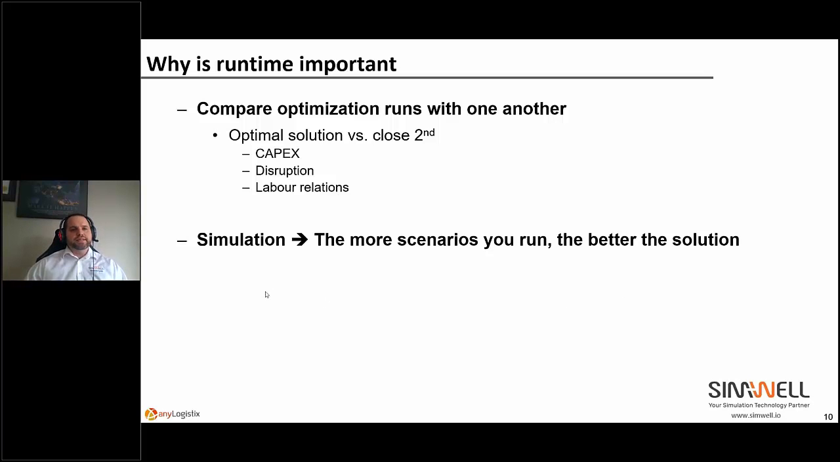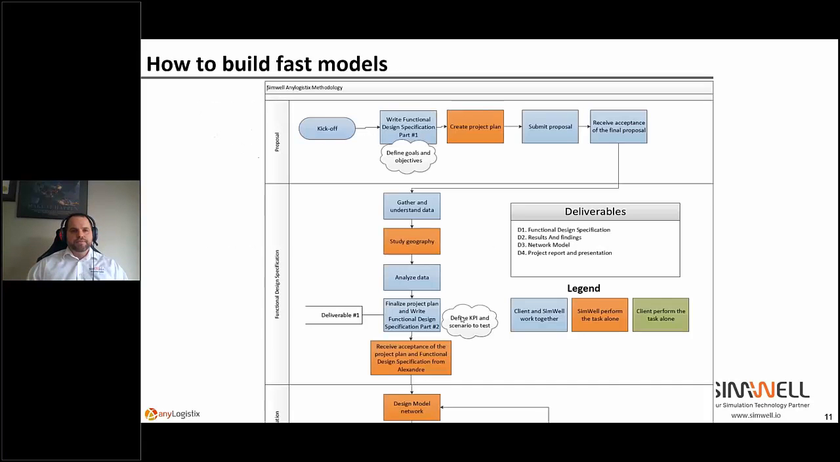So in any case, having a fast model will allow you to get the model completed, verified, and validated faster, because it runs faster, you can debug faster, and it will give you better results because you can afford to run more scenarios. But the next question is, how do you build fast models?